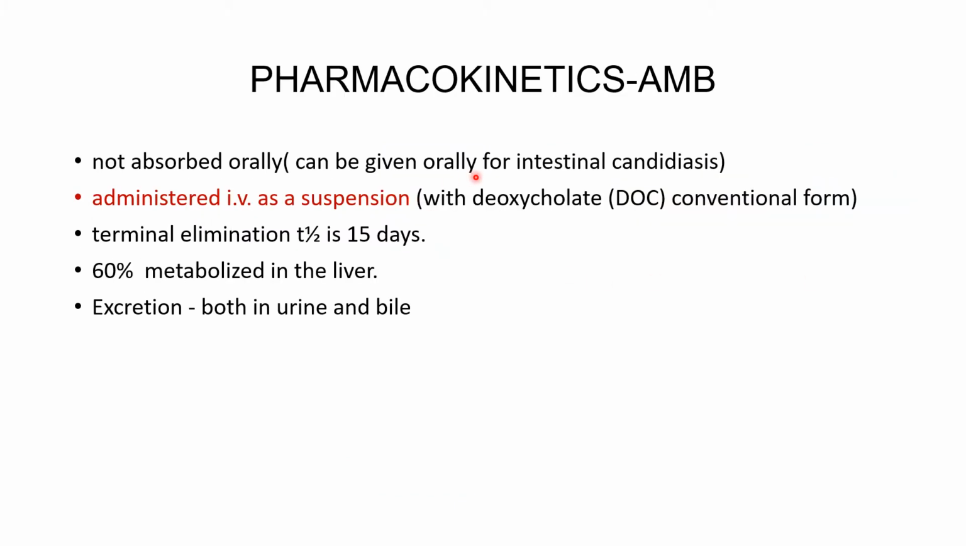The pharmacokinetic features of amphotericin B: it is not absorbed orally. If at all it is given orally, then it has to be for oral or intestinal candidiasis, where the action is only local without systemic absorption. Mostly amphotericin B is administered as intravenous suspension. It is available as a dry powder form in combination with deoxycholate. This is the conventional form of amphotericin B. You have to constitute the solution just before infusion.